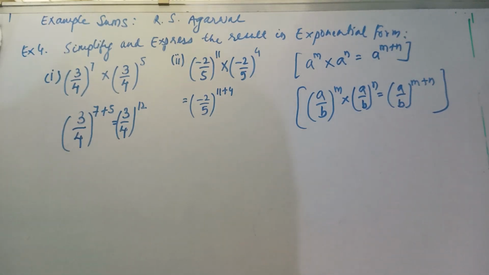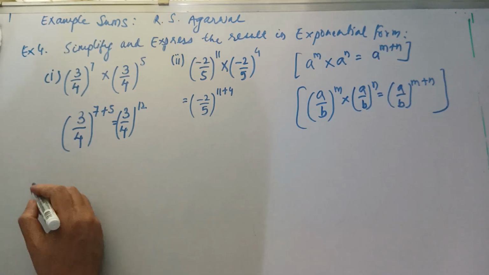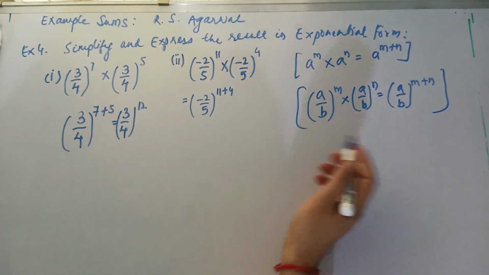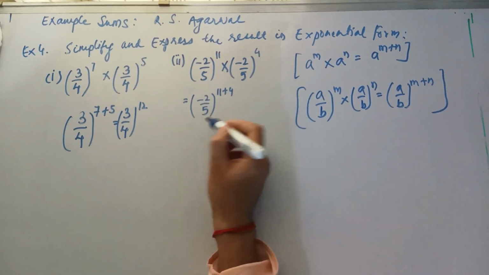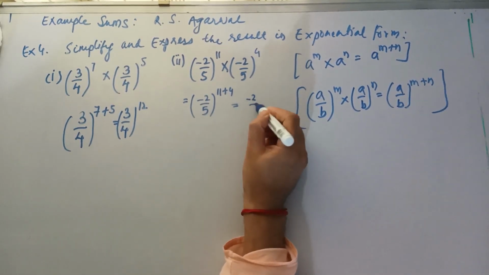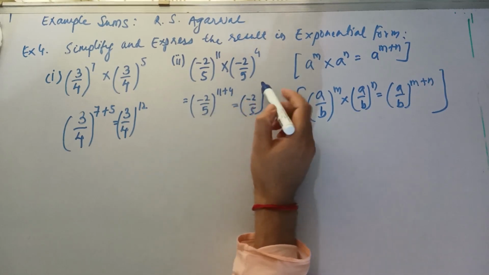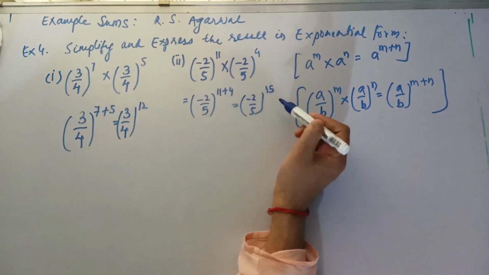Okay, so now there are two questions only in this question. So let's take the fifth one. We don't have to simplify this. We can simply write the answer here as minus 2 upon 5 raised to 11 plus 4 is 15. So this is our answer.